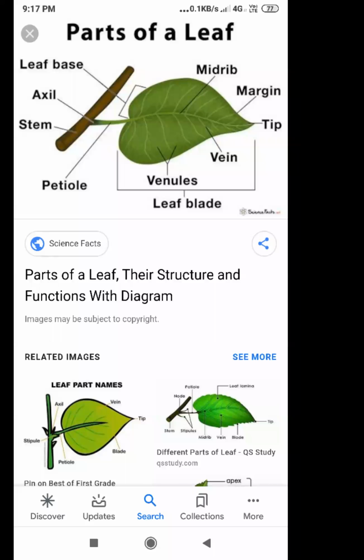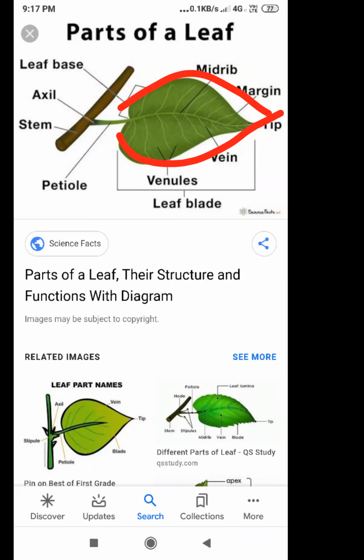So you all people know that. So what is a leaf? So leaf is, when we look at it itself, we can say it is green, flat. Then it's a lateral outgrowth in plants. A leaf is a green, flat, lateral outgrowth in plants.